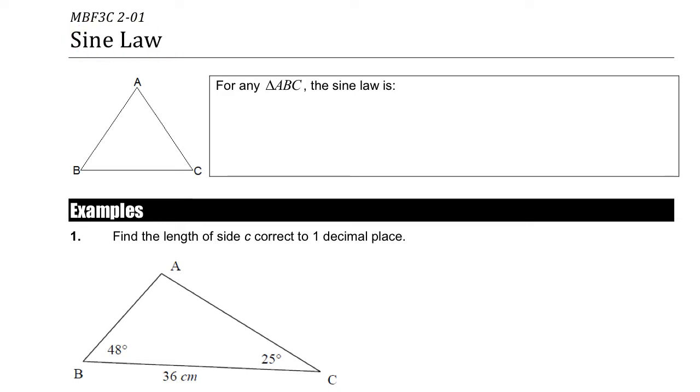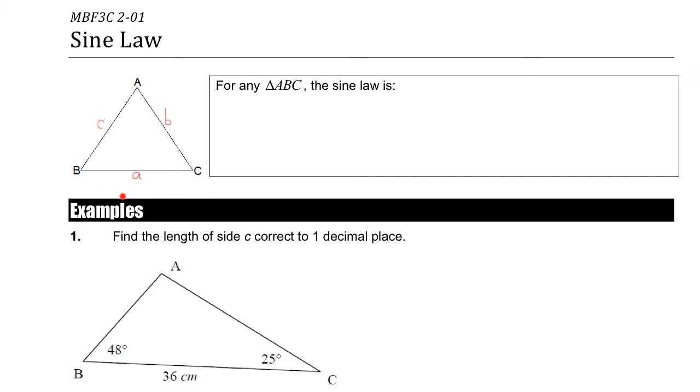Before I show you the sine law, just remember how to label a triangle properly. Here's a generic triangle, ABC. Capital letters are used for the angles. Lowercase letters are used for the side lengths, and we use the same letter for opposite sides. So the side that's opposite angle A is side a. The side that's opposite angle B is side b, and opposite to angle C is side c.